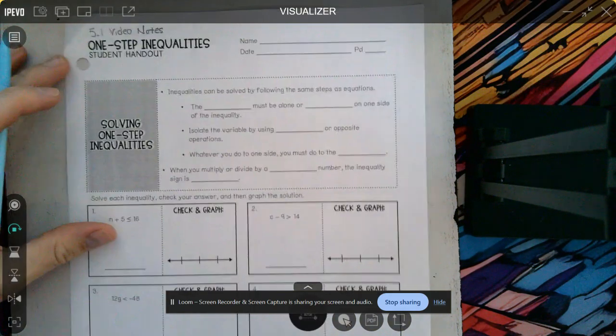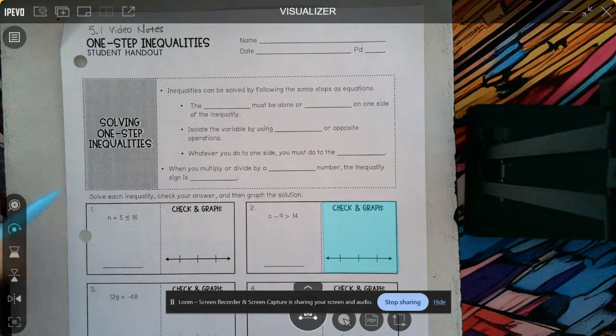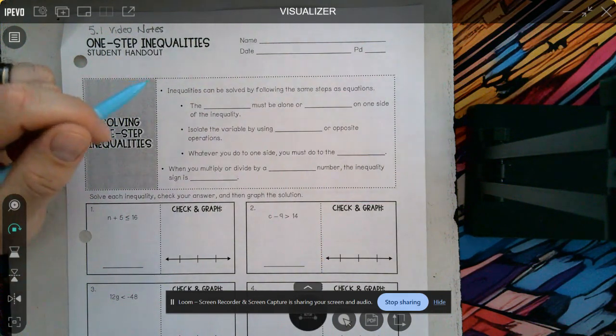All right, welcome to 5.1 video notes, everybody. We're going to start with solving one-step inequalities today, graphing them, and then writing one from a graph.